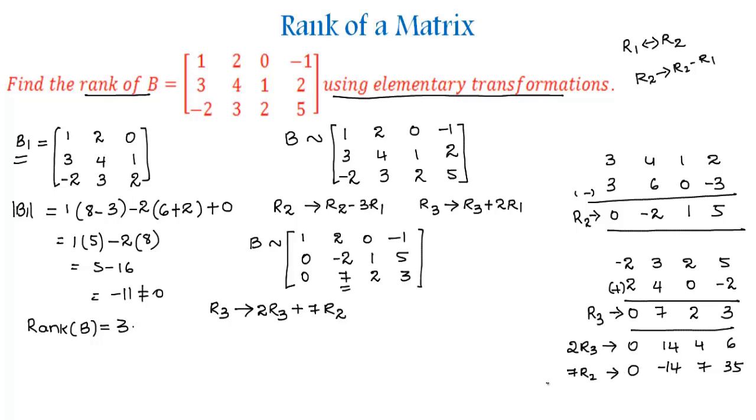And now we need to perform the operation addition. So the matrix B will be similar to, so here the first and the second row remains the same, and the third row will be 0 plus 0, which is 0, and then 14 plus of minus 14, which is again 0, and then 4 plus 7 is 11, and 6 plus 35 is 41. So this is the matrix B, and here you can observe that we converted the elements of upper triangle as 0.